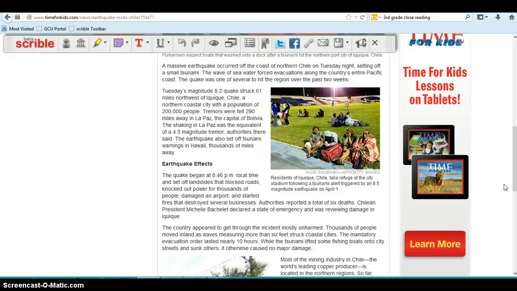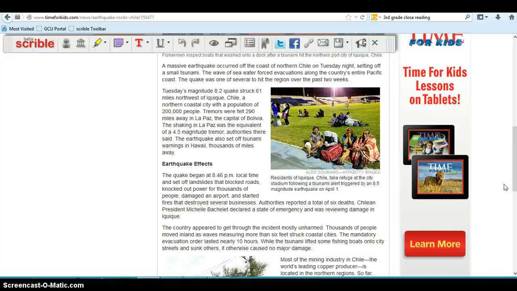The quake was one of several to hit the region over the past 2 weeks. Tuesday's magnitude 8.2 quake struck 61 miles northwest of Iquique, Chile, a northern coastal city with a population of 200,000 people. Tremors were felt 290 miles away in La Paz, the capital of Bolivia. The shaking in La Paz was the equivalent of a 4.5 magnitude tremor, authorities there said. The earthquake also set off tsunami warnings in Hawaii, thousands of miles away.